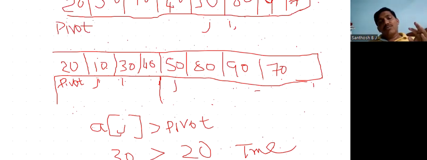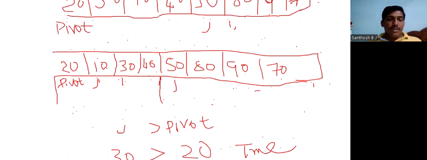Once again, if j crosses I, in the last step I and j are in the same position, the 30th position. Now j is decremented, since the condition is true. It moves on to 10, so j crosses I. If j crosses I, you stop the comparison and swap A of pivot and A of j. The pivot value is 20 and the j value is 10. Now, what is that table? I will erase this.